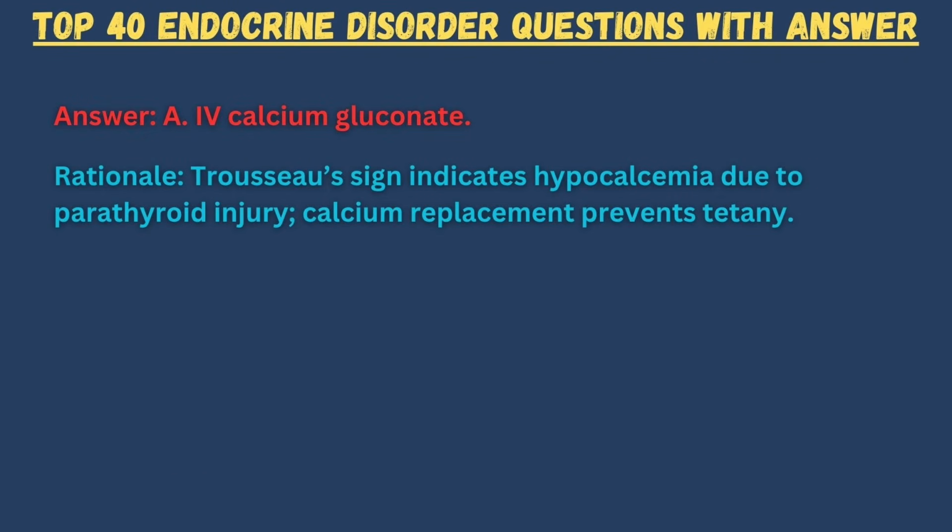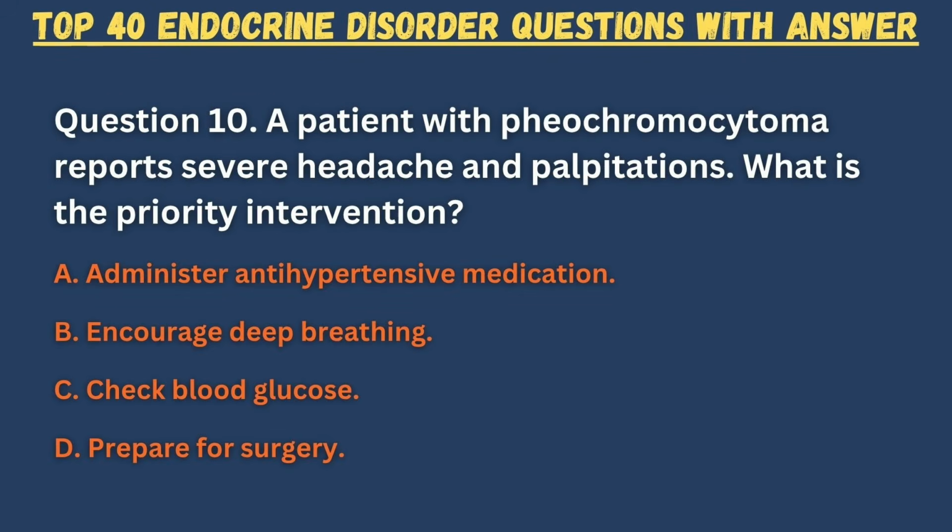IV calcium gluconate. Rationale: Trousseau's sign indicates hypocalcemia due to parathyroid injury. Calcium replacement prevents tetany.